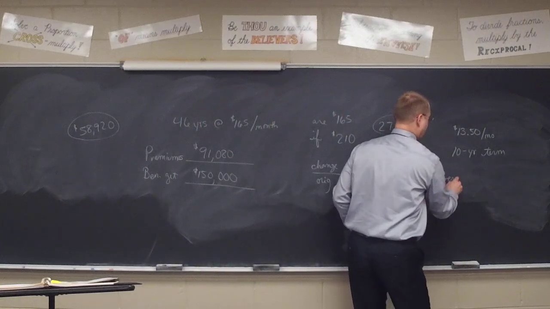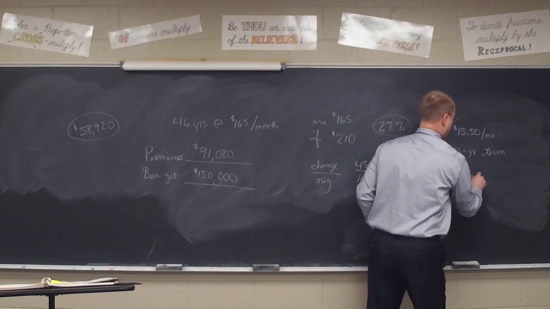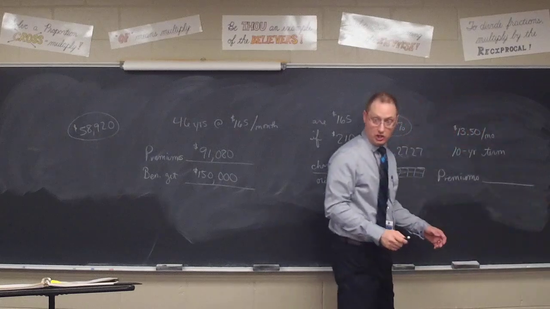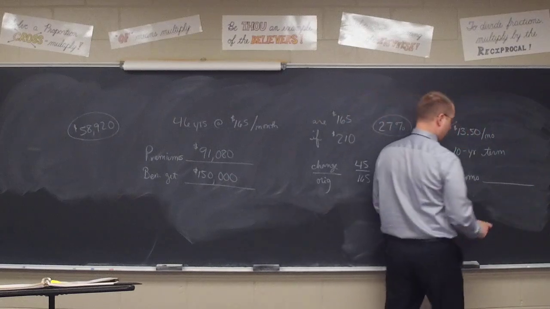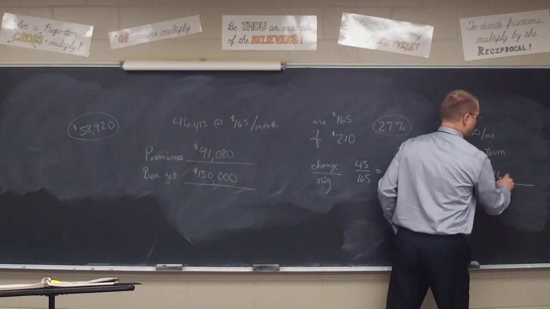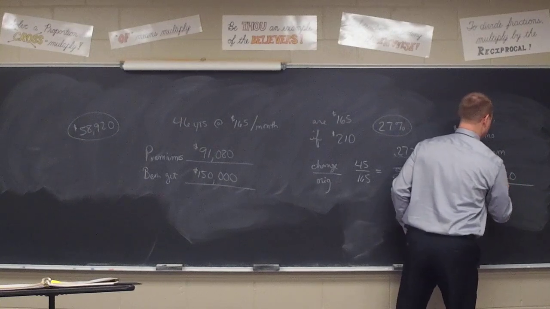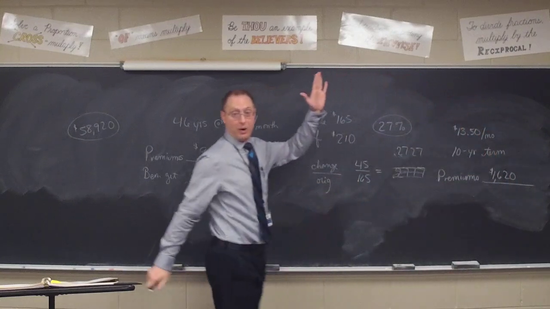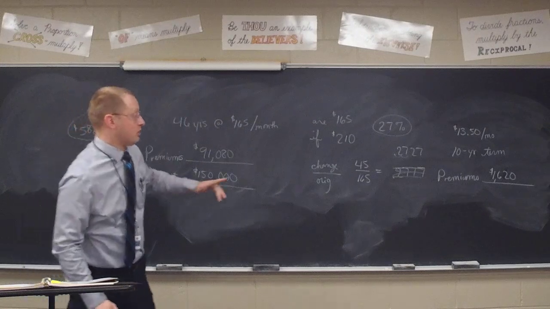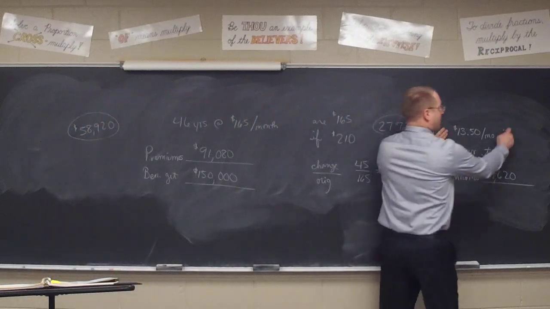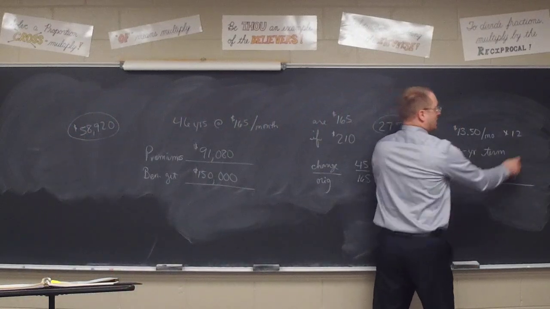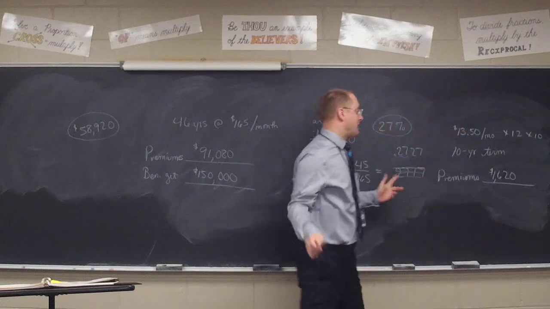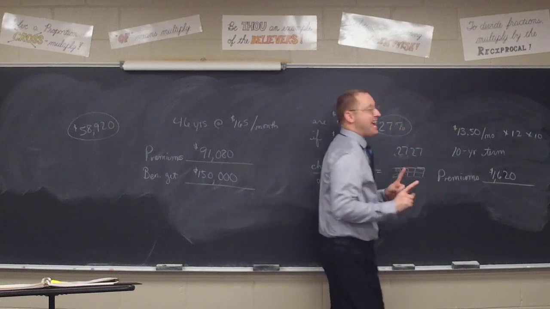What are her premiums over those 10 years? What did you get there, Kirsten? $1,620. How many got $1,620? All right, $1,350 a month. So we have to multiply that by 12 to get how much in a year, and then times 10 because there's 10 years. Now, she dies at 78.